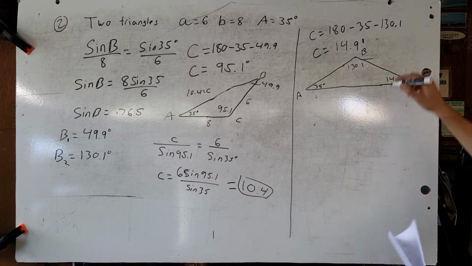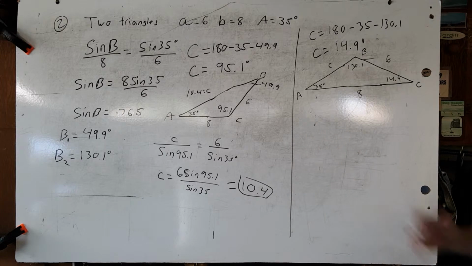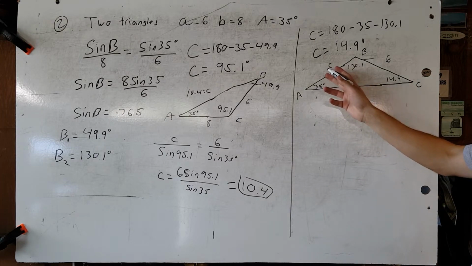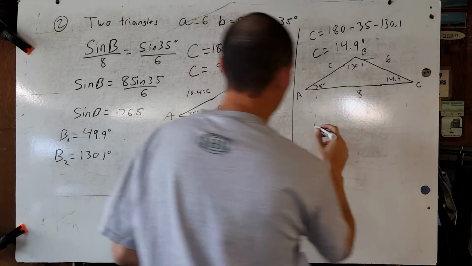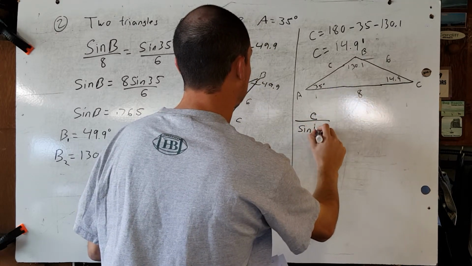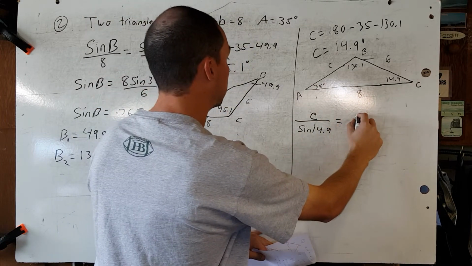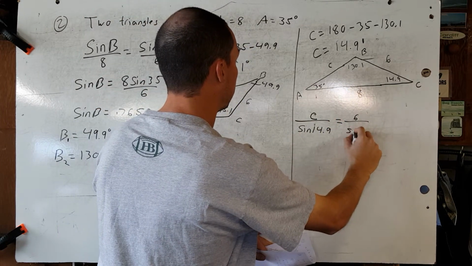Okay, side A is 6, side B is 8. We want to solve for side C. Again, C is the unknown. Let's put the unknown in the numerator. Side C over the sine of 14.9 is equal to, let's go A, 6 over the sine of 35.